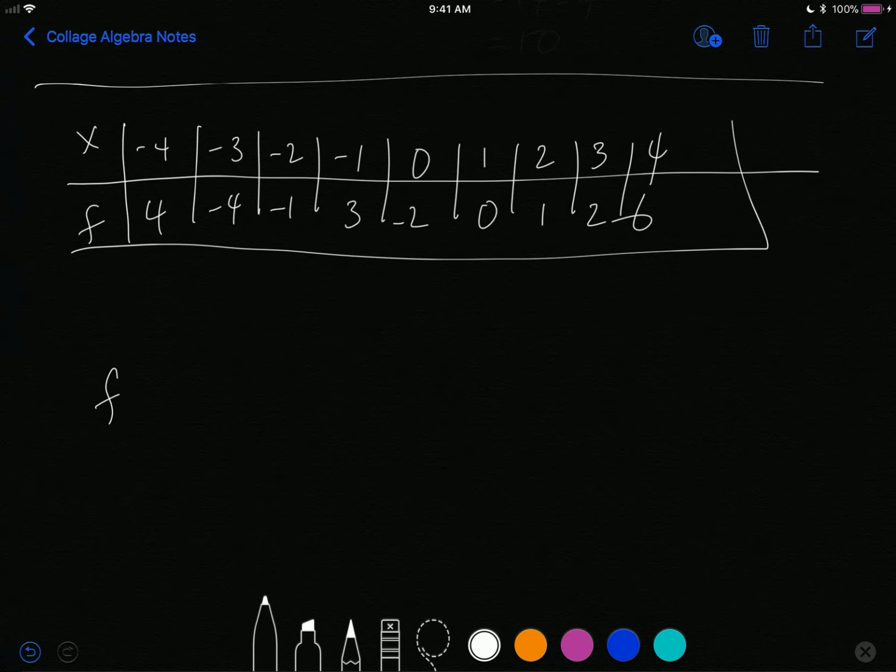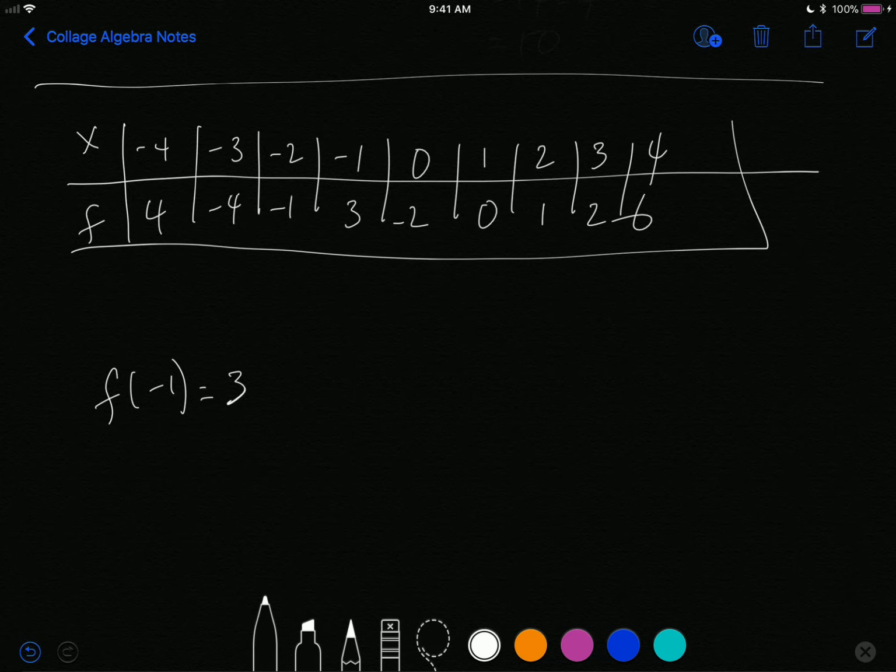So if I ask you to find f of negative 1, well, the table right here says when I plug in negative 1, the answer is 3. So therefore, f of negative 1 is equal to 3. So that's my first function right here, f of x.